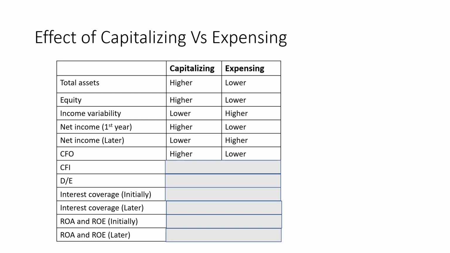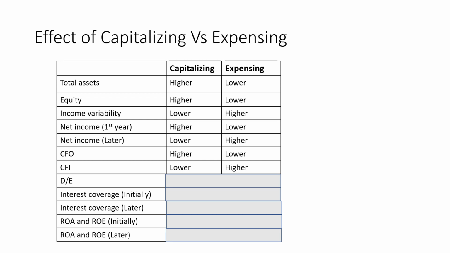Let's see the impact on the cash flow from investment. If we are going to purchase an asset, the relevant cost will be charged in the cash flow from investment. Therefore, if we are going to capitalize, the cash flow from investment will be lower. However, if we are going to record it as an expense, then there won't be any impact on the cash flow from investment. Therefore, the cash flow from investment value would be higher if we are expensing an investment cost. Then let's see the gearing.